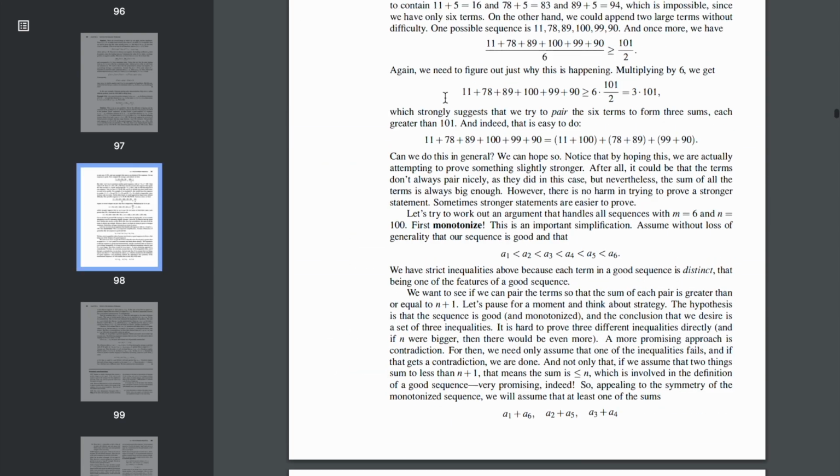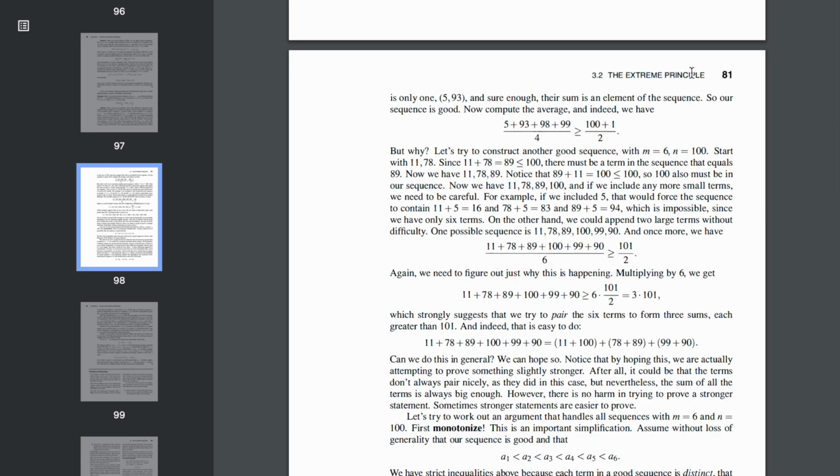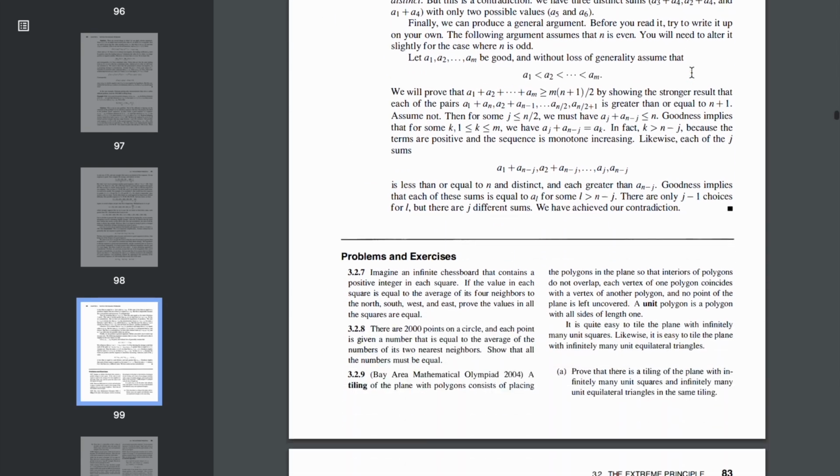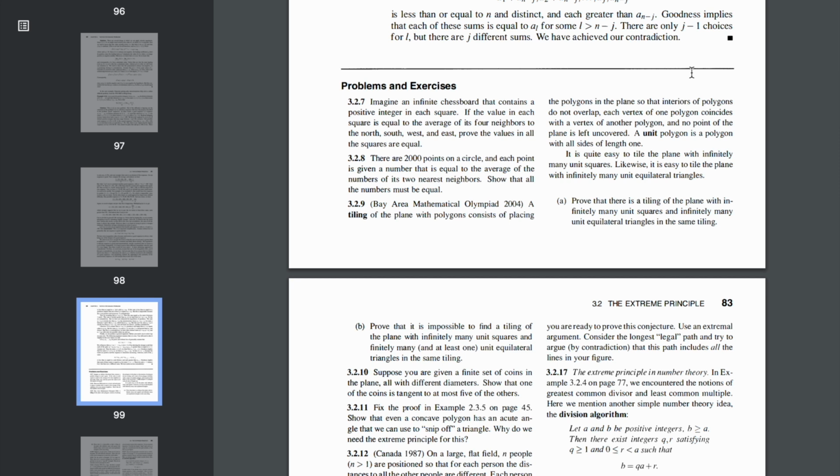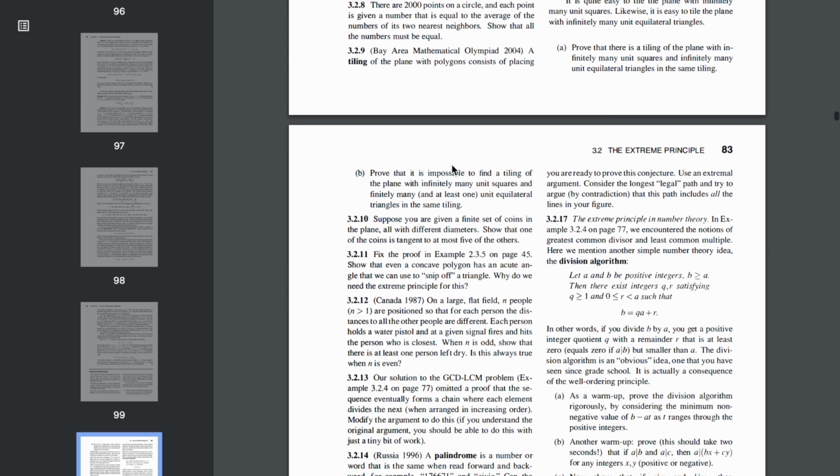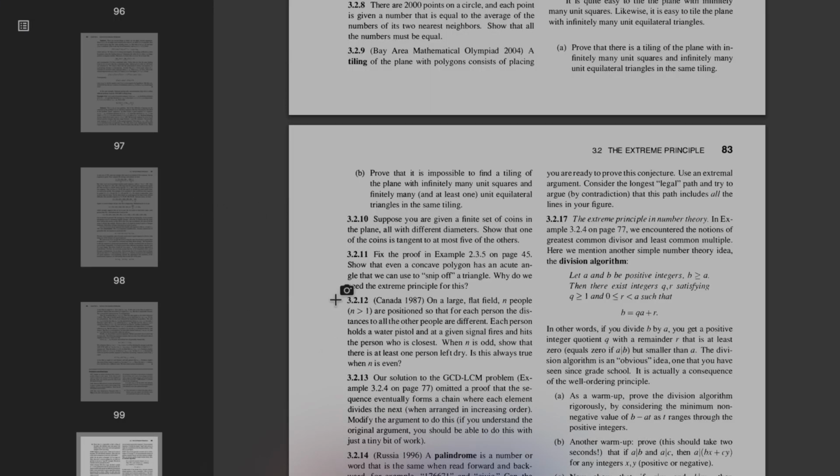Now here we're going to be looking at this chapter on the extreme principle, and we're going to be looking at some of the problems there, and I'm going to try and show you my thought process in solving one of these. So I think I've looked at some of them, and some of them are pretty simple. But let's maybe try some of the later ones. Here, this one, part of a tournament, Canada 1987. Let's try this one. Okay, I'm just gonna grab a quick capture of this.